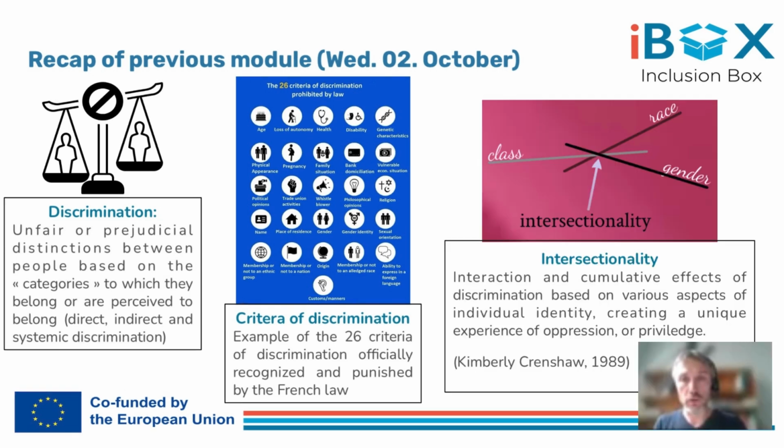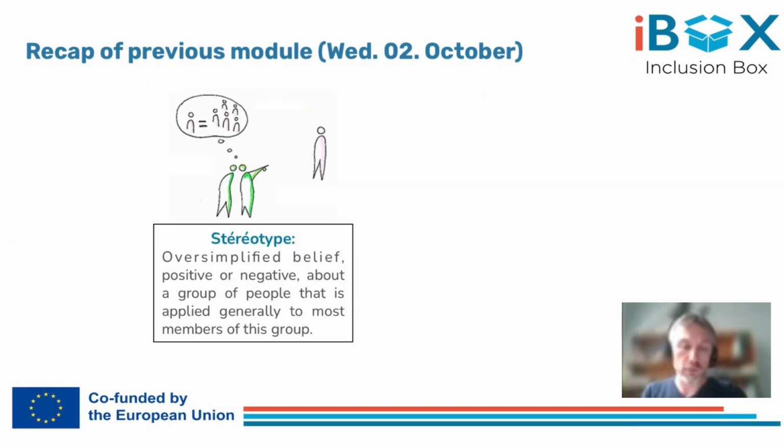We also mentioned the concept of intersectionality, being the interaction and cumulative effects of several types of discrimination that are based on various aspects of individual identity. And intersectionality gives way to a unique form of oppression, or on the opposite, of privilege. This is a concept that was introduced in the late 80s by Kimberlé Crenshaw, who was a lawyer and feminist activist at the time, and she developed this theory by observing the discrimination experienced by Black women of poor neighborhoods, of the social working class, and developed the theory of the cumulative effect of several forms of discrimination that some people may face. We also explored the mechanisms of discrimination, notably stereotypes, so the oversimplified beliefs that are widely held about a category of people.